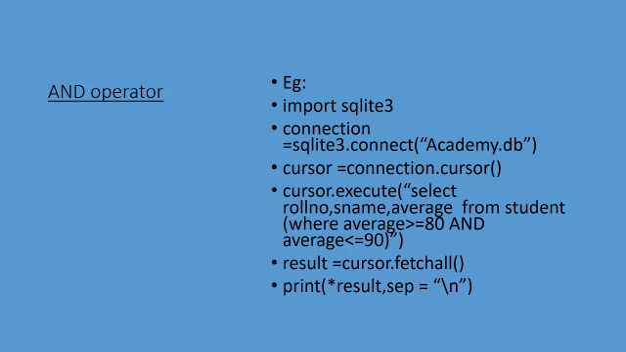And next, to display the records, we are using fetchall. So result equal to cursor.fetchall. Fetchall will fetch all the records and it is stored in result. And now I am printing result. So print star result, comma, sep equal to newline. The star result will skip the square brackets, and the records will be displayed. See the output here: 1 Akshay 87.8 and 5 Varun 80.6. This one is the roll number, this is the name and this is the average. This is called the AND operator.